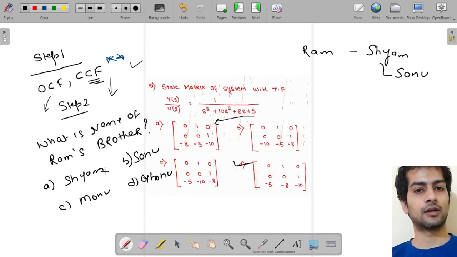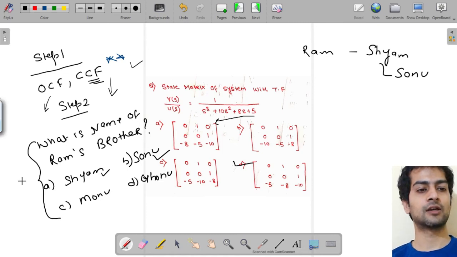So, some will say Shyam, some will say Sonu, because Shyam and Sonu represent the same person. So, this type of question will never be asked because it is an illogical question. You will never be asked a question in which both CCF and OCF are given to you. So don't worry about this.